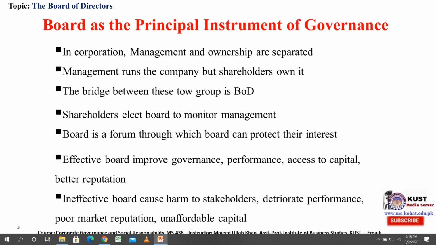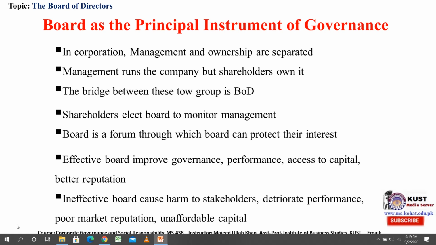Effective board: improved governance, performance, access to capital, better reputation. If the board of any firm is effective, the firm will have good governance, and as a result of good governance, the performance of the management is enhanced. When the performance of the management is enhanced, investors in the prevailing market will extend their capital to this well-reputed firm on better terms and conditions. New shareholders will invest in their IPOs. New potential investors will also buy their shares, and similarly banks will be ready to extend borrowing to these well-reputed firms who have a good and effective board of directors.